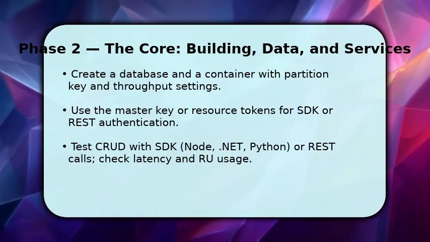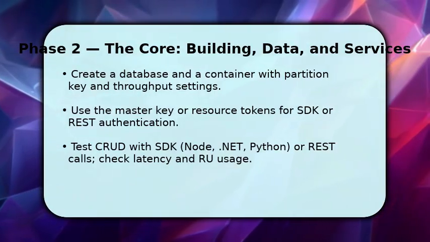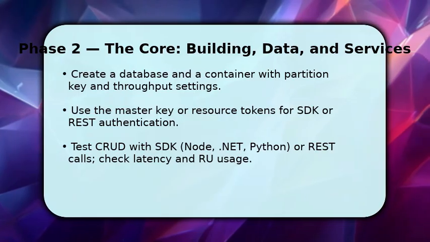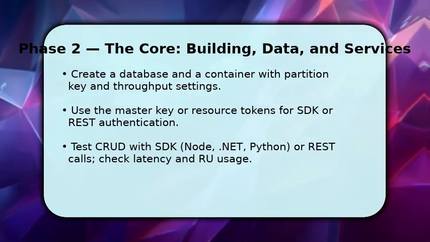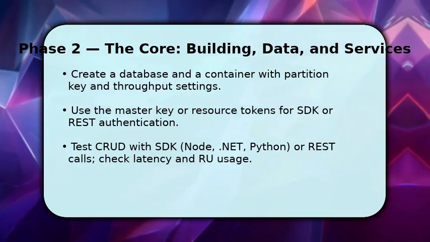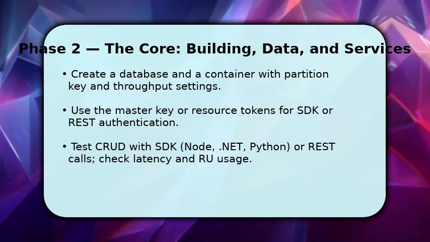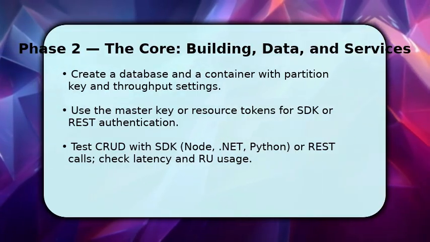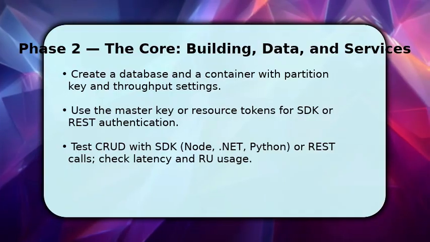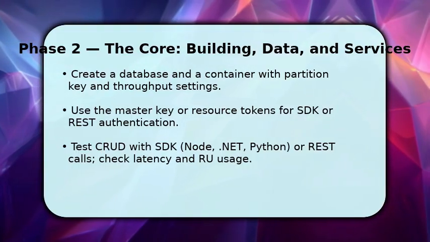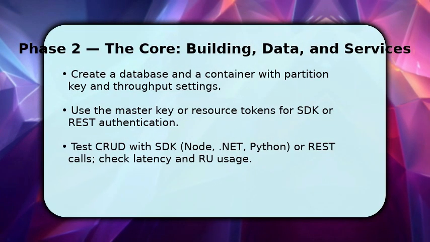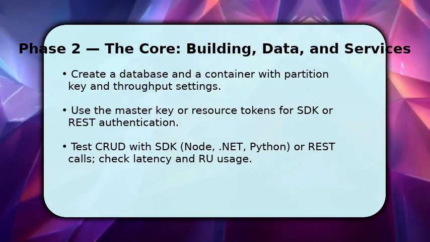Now you create the database and a container, pick a sensible partition key and set throughput, manual or auto-scale, because this affects performance and cost. Use the displayed master key for initial SDK setup or generate resource tokens for constrained access. Then run sample CRUD operations from your chosen SDK or via REST to confirm connectivity.